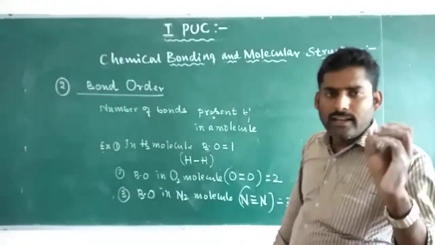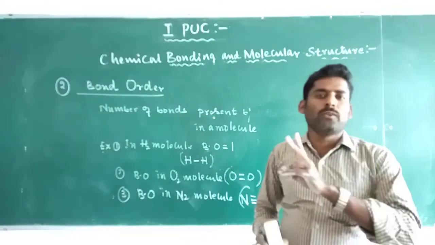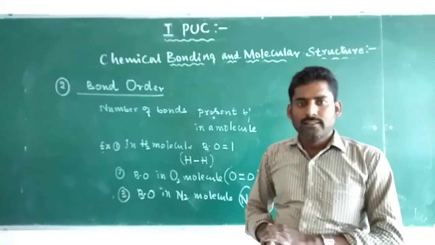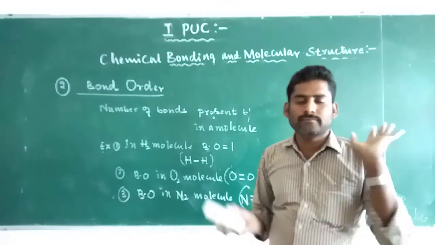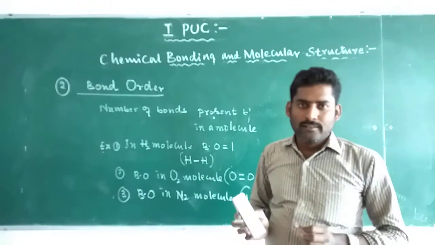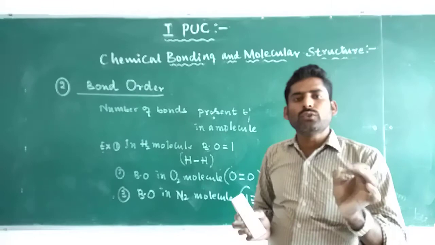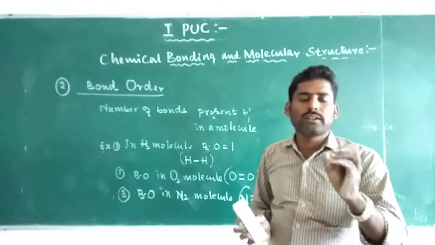So bond order is the number of bonds present between two atoms in a molecule. And in isoelectronic species, in isoelectronic molecules and ions, the bond order is the same. So it means the bond order is identical in isoelectronic molecules or isoelectronic ions.